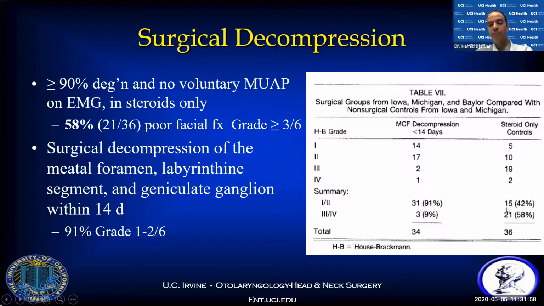So if you have grade 6 weakness and you had just medical therapy alone, in the groups that they tested, you had a 42% chance of getting a normal return of function, versus if you did surgery, they got 91% normal or near normal function.